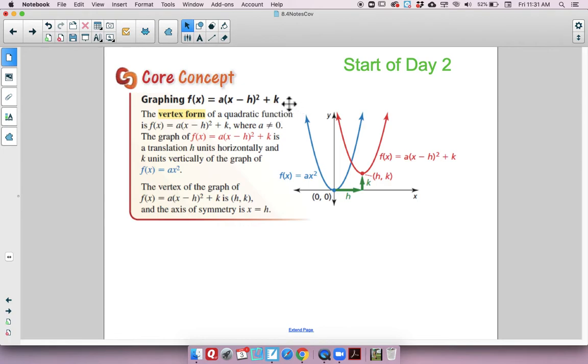The axis of symmetry, obviously, would be what? h comma k would be our vertex. Our axis of symmetry would be x equals whatever our x coordinate is. In this case, it's h.